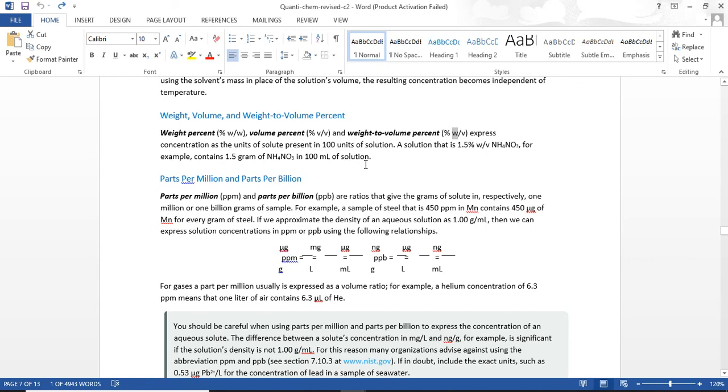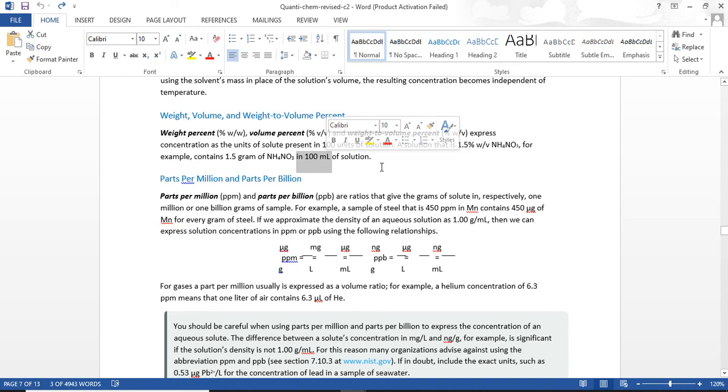Okay, the 100 percent, 100 ml indicates the comparison, like in every 100 ml or even every 100 samples. Now your parts per million and also parts per billion. Okay, your parts per million is ppm and ppb for parts per billion are ratios that give the grams of your solute in respective 1 million or 1 billion grams of sample.